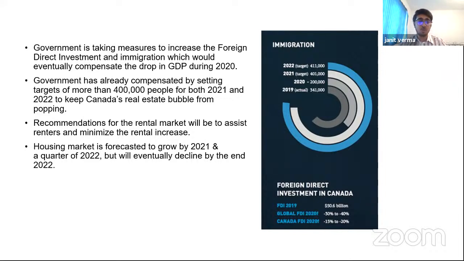More recommendations are the rental market. So the housing market is forecasted to grow by 2021 and the first quarter of 2022. Initially, we can see a decline in the housing market and it can stabilize, since we see the youths are investing and it is going on.